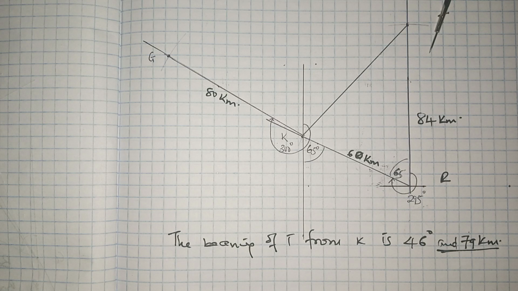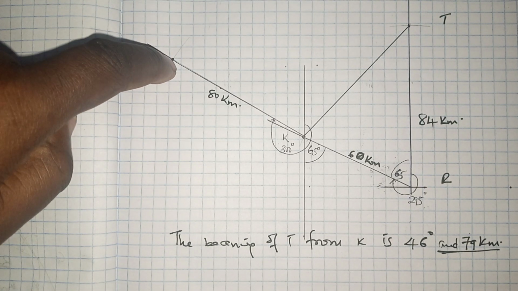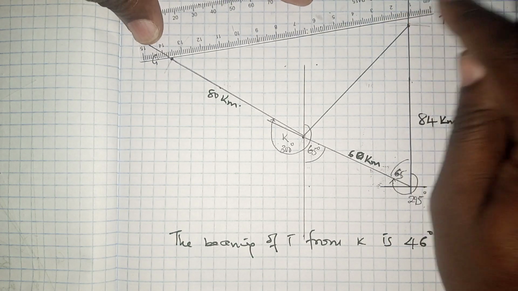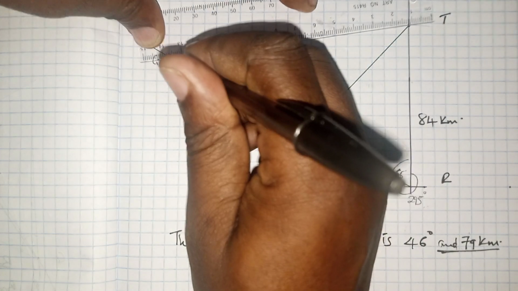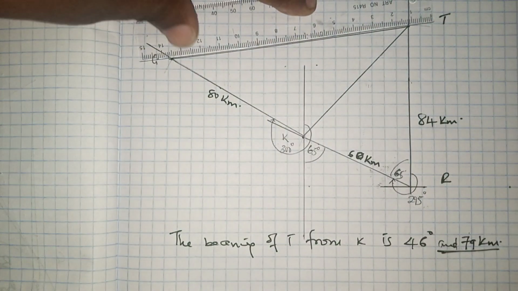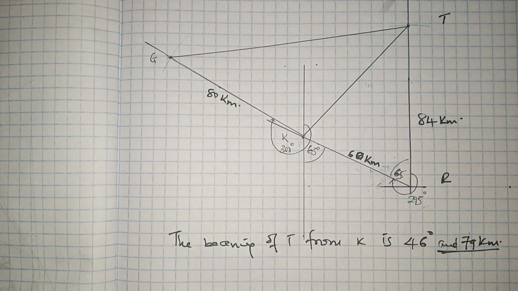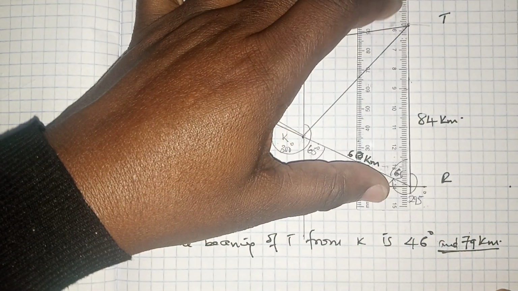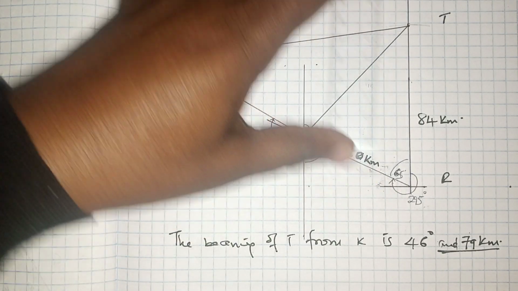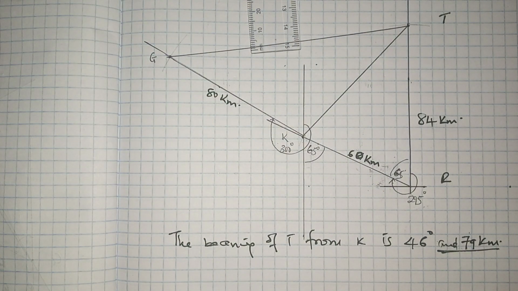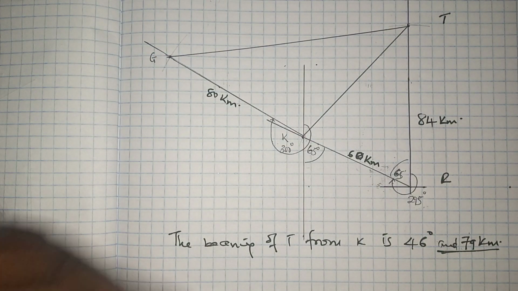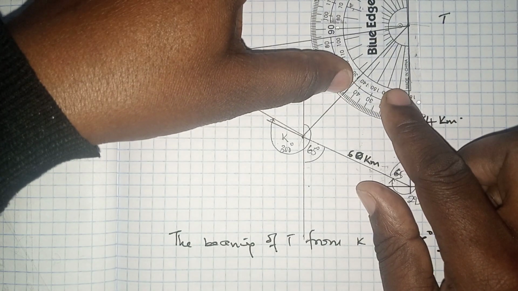Part B of the question, the distance and the bearing of G from T. We are talking about G from T. Again, we must join G and T there. So this is our starting point. Let us first of all get the bearing and distance of G from T. Let's talk about the bearing.